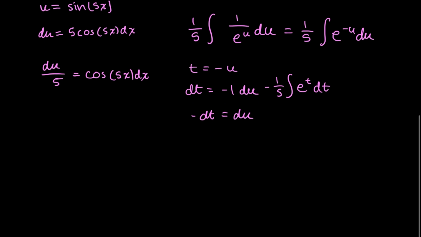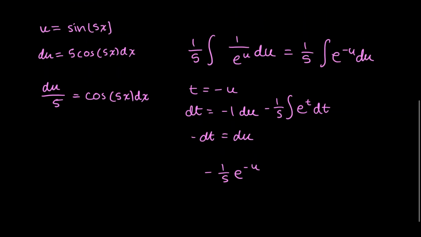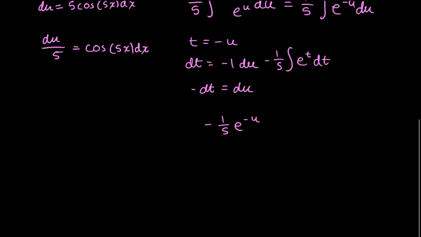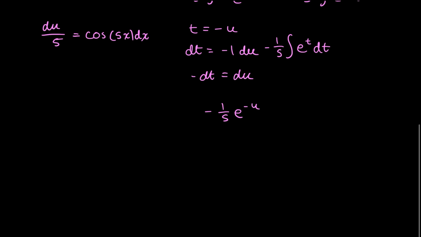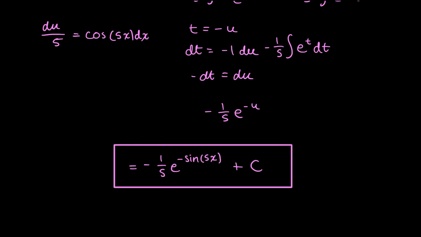and so my integral becomes 1/5 e to the t dt times the negative outside. And so my integral just becomes negative 1/5 e to the negative u, and then one more substitution, going back to my original variable where I defined u as sine 5x, I get that the integral is equal to negative 1/5 e to the negative sine 5x plus the arbitrary constant c, because this is an indefinite integral, and that's it.